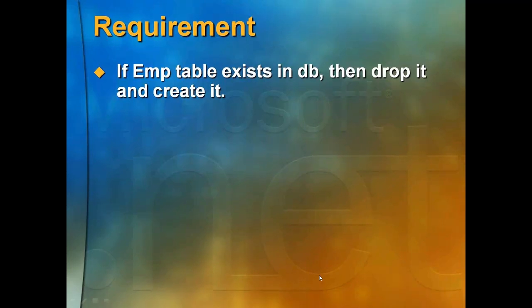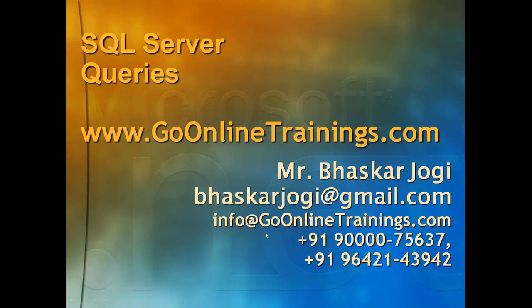So whenever they ask you, if the employee table exists in a database, then drop it and create it, what is the query? The query is: if exists, select star from sys.tables where name equal to employee. If it is there, then you say drop table name, go, and you must be able to create it. Guys, am I clear? So this is the one that you should know.